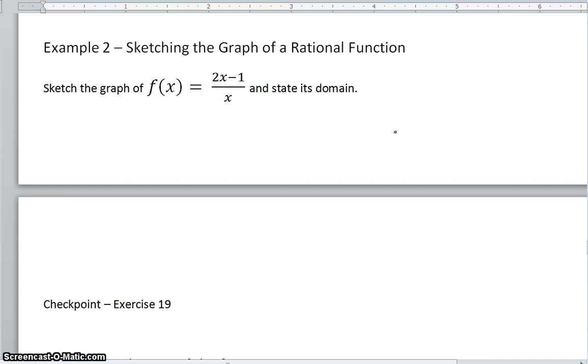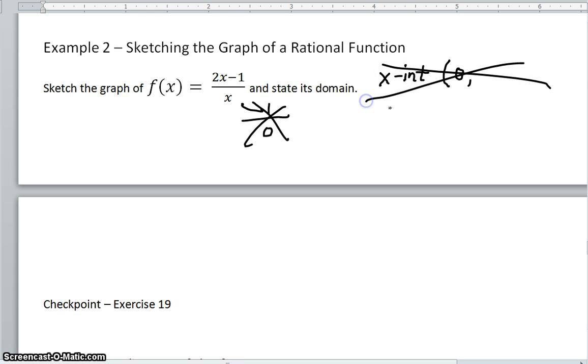So again, looking at this, if we're going to sketch a graph, we want to find the intercepts. We're going to start with that. So I'm going to plug 0 in for x. If I plug 0 in, the denominator becomes 0, so that doesn't work. That means there's no y-intercept.